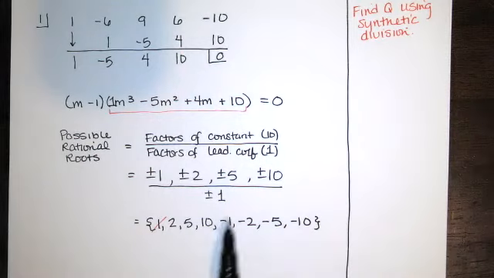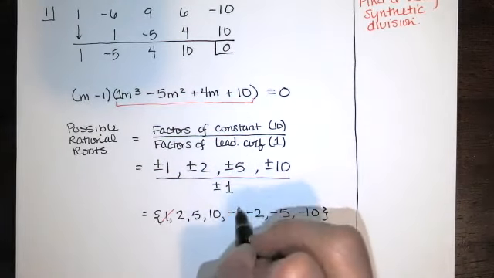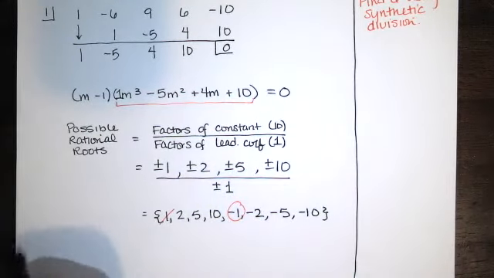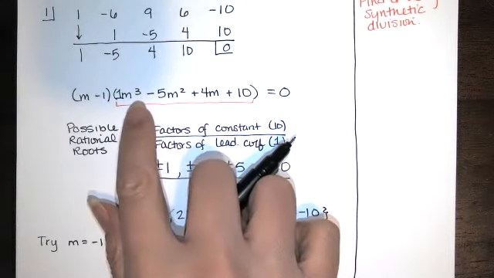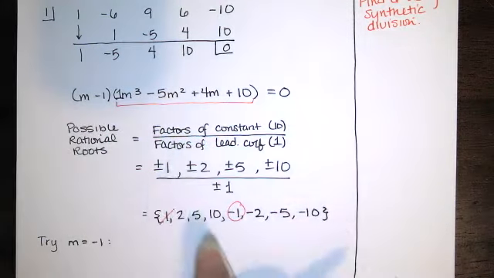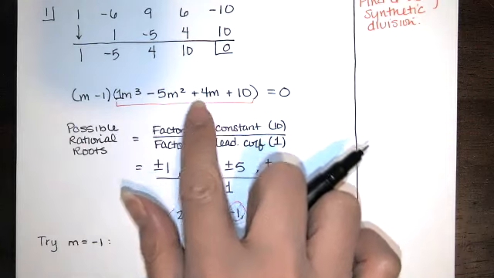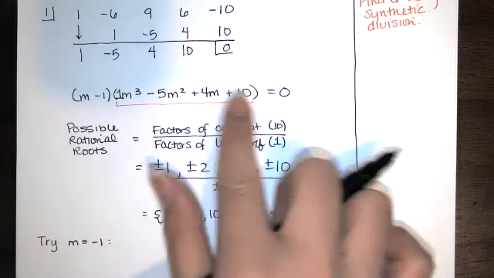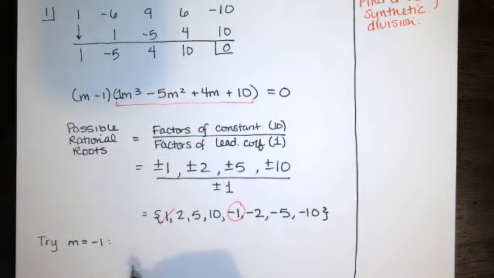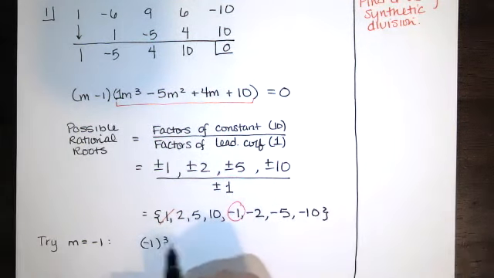But I think -1 might work. So I want to try this one. And my thought with the -1 was, well, if I plug in -1, that would change these signs. So I'd have a -1, a -4, and a -5, and that would give me -10 plus 10, which would be 0. So I'm thinking through that in my head, and then I will verify that by doing the arithmetic down here.